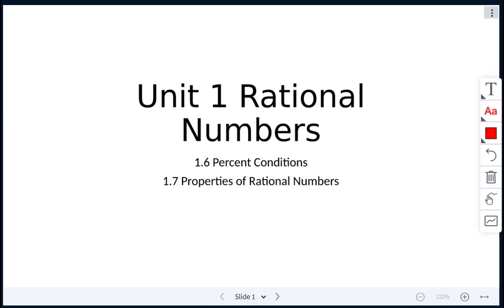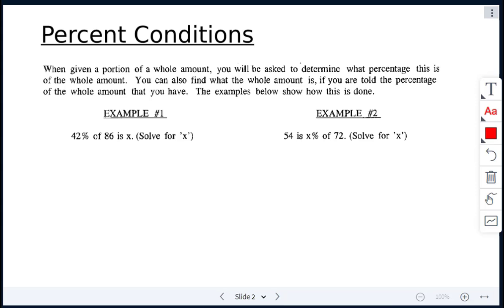Okay, so today's lesson is two parts. We're looking at percent conditions, and then we're going to look at properties of rational numbers. So we'll start by looking at percent conditions. Basically, when you're given a portion of a whole amount, you may be asked to determine what percentage this is of the whole amount.